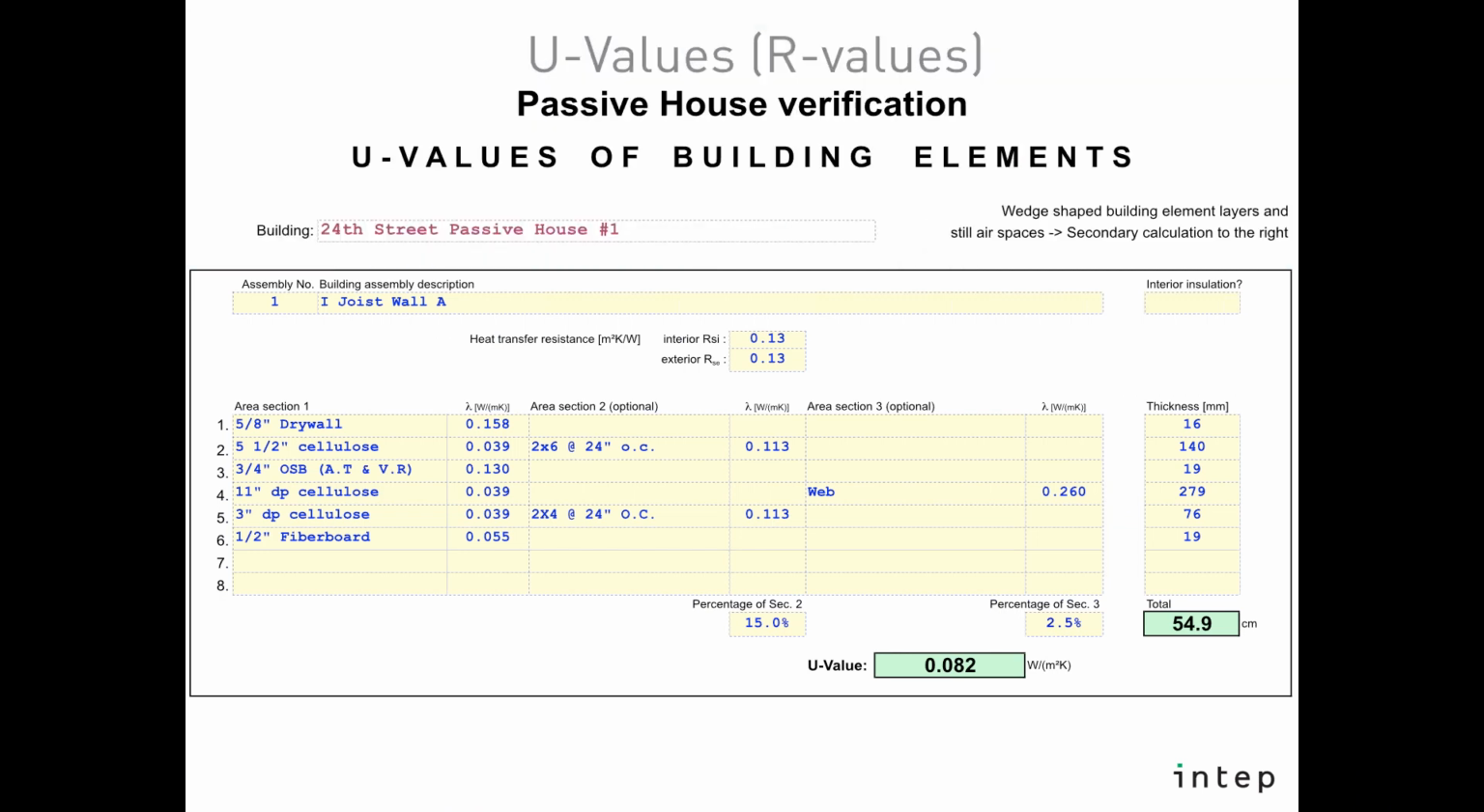This is a screenshot from the Passive House Planning Package energy model. And so here you can see the U values. So we're literally modeling each line item of an assembly.